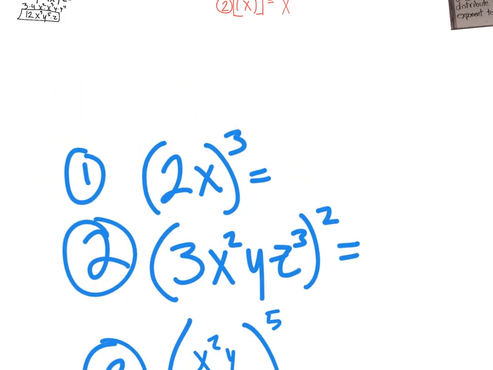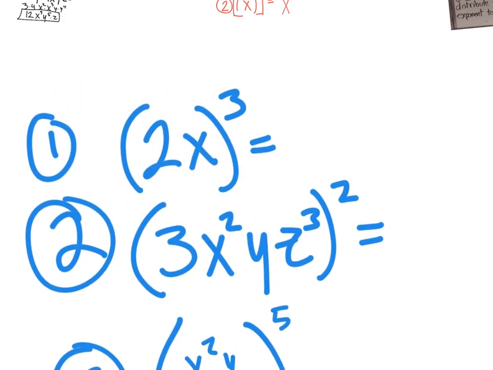Let's take a look at number 1 and number 2 right here. So what's the answer to number 1? Don't say 6x to the third, because that's going to be wrong. It's not 6x to the third. 8x to the third. 8x to the third, that's right. Now keep in mind, the rule says when you have parentheses, the outside exponent gets distributed to the inside exponents. There's an invisible 1 right there and an invisible 1 right there.